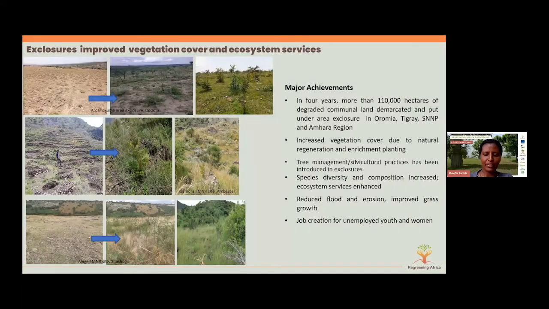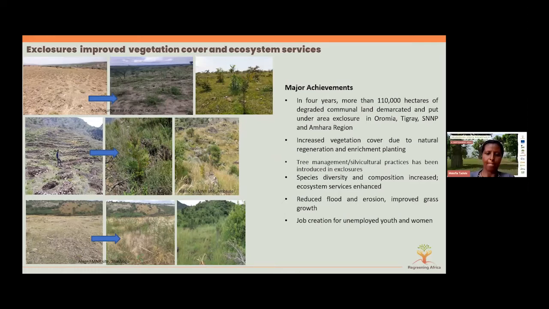The major achievements to date, to highlight some of the key achievements. When the implementation began, some of the sites were bare lands. In some sites, there were scattered bushes and some remnant vegetation, as you can see in the pictures. In the past 4 years, more than 100,000 hectares of degraded communal land were demarcated and put under area exclosures in 4 regions in Ethiopia.